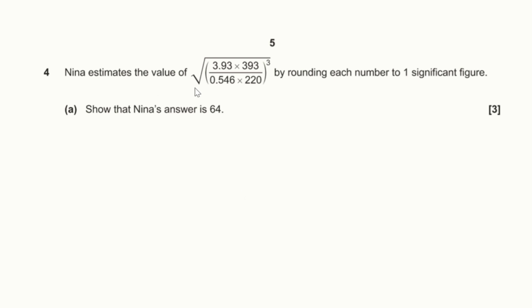Question number 4. Nina estimates the value of the square root of 3.93 times 393 over 0.546 times 220 all to the power of 3 by rounding each number to one significant figure. Show that Nina's answer is 64. Well, if I work out the value of this by estimating, the 3.93 to one significant figure is 4. The 393 to one significant figure is 400.